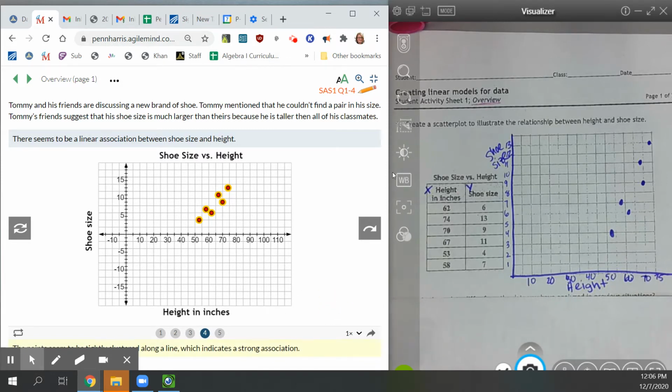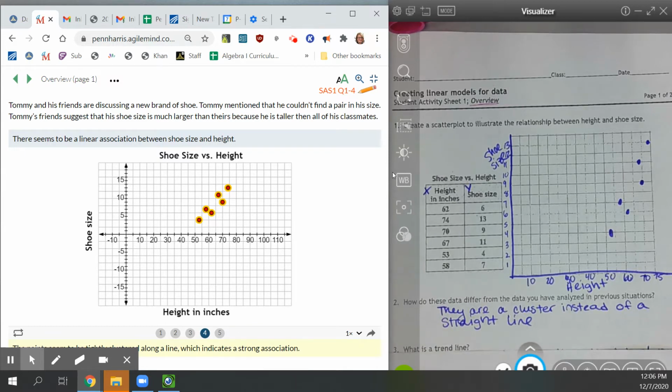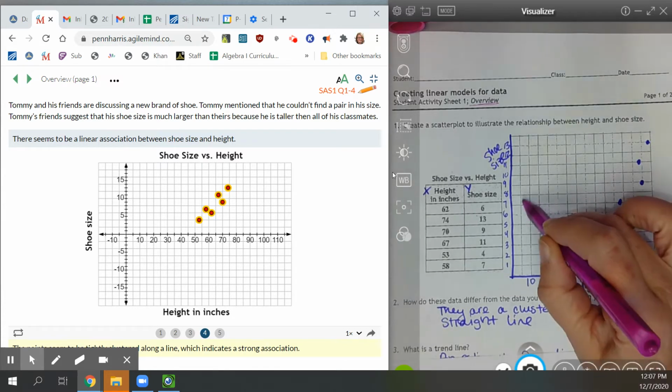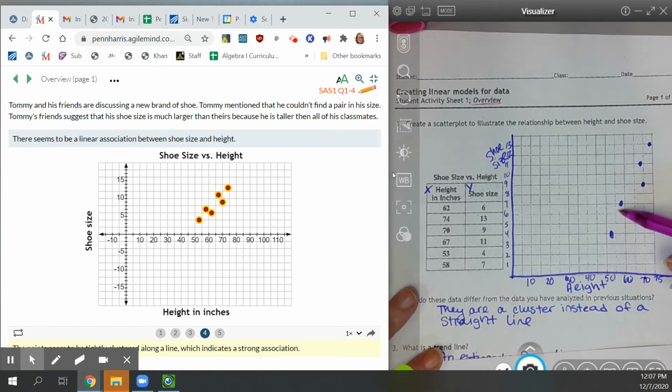With that, what I want to look at is, how does this data initially differ from data that we've looked at in previous situations? Well, the first thing that I say is that it's a cluster of points instead of just a straight line. And then also they seem to be conflicting, where before we saw discrete graphs. Well, this is discrete, but it cannot just be connected by one straight line. If I drew a line through 2 points, I may miss other points.